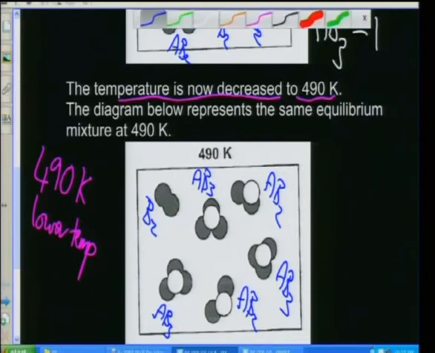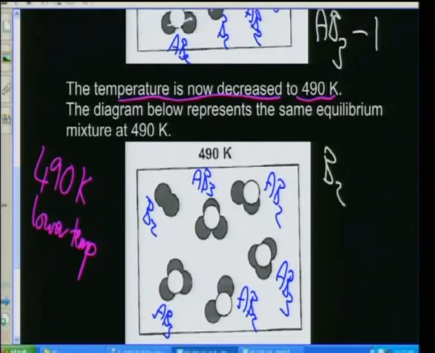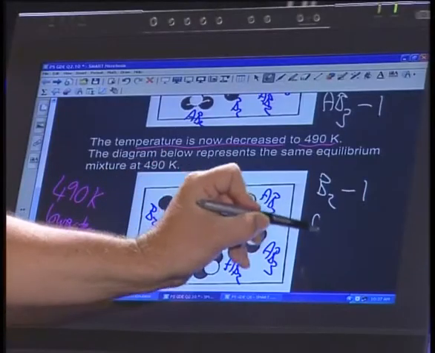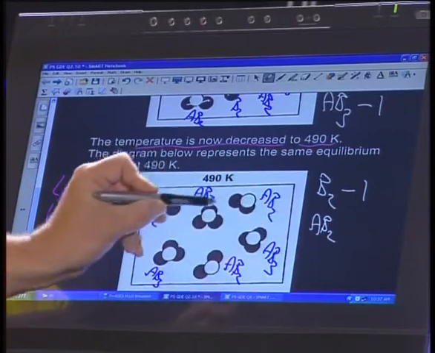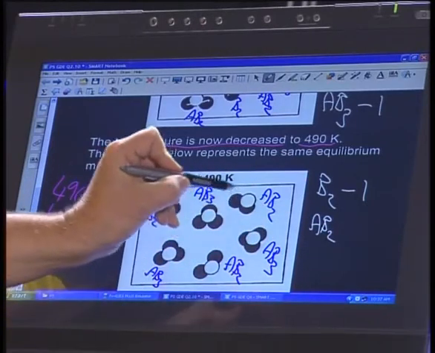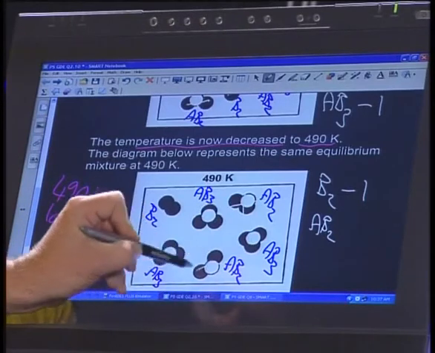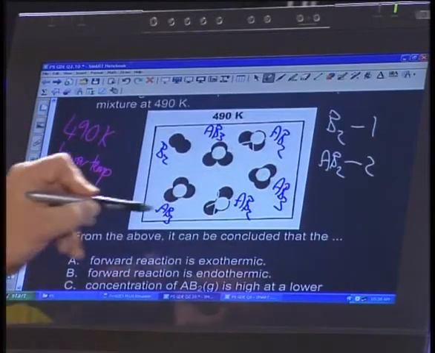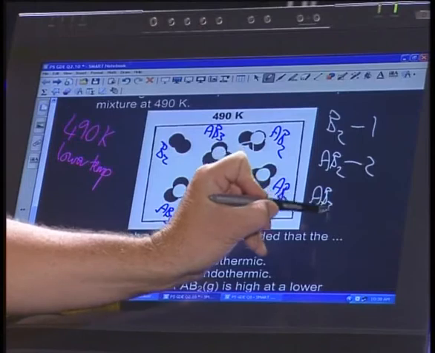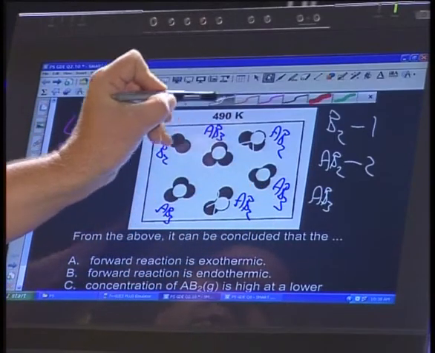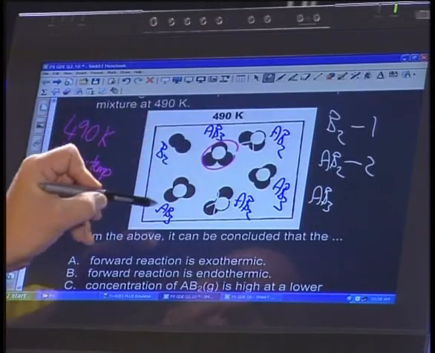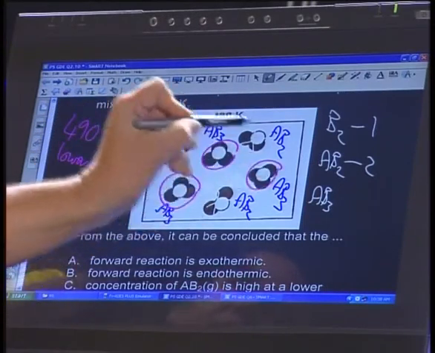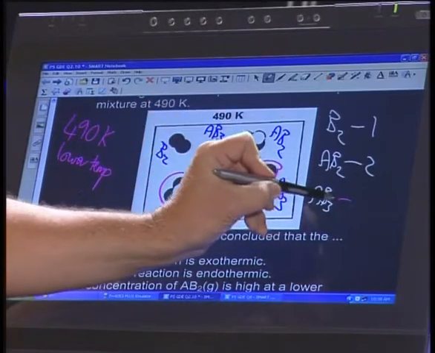Let's write it down and compare. At a lower temperature, we've got B2, and we only had one of them. Of the AB2, there's 1, and there's another one, so that's 2. But the big difference is of AB3. I think that one is the conclusive one. Let's just check it. We've got one of them there, another one there, and a third one over there. So we've clearly got 3 of those.